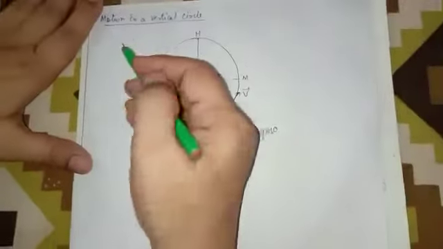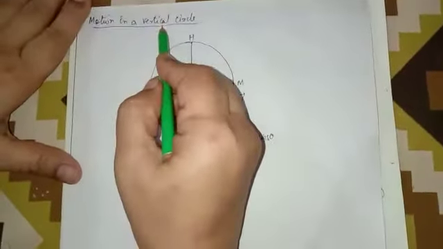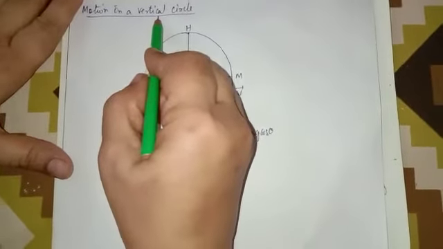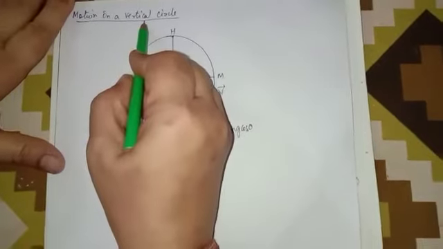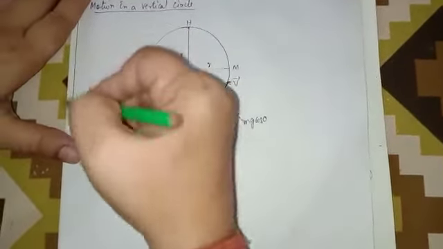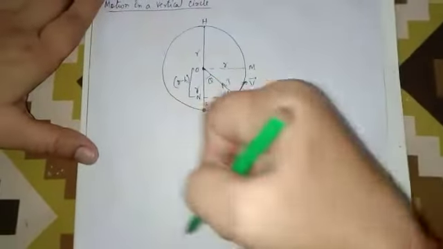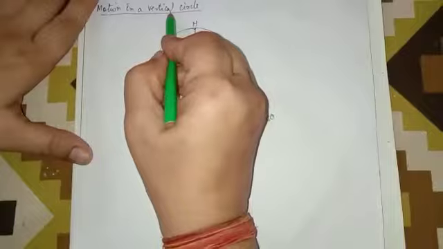Today's topic of discussion is motion in a vertical circle. There are two types of circle: one is a horizontal circle, another is a vertical circle. When a body is moving in a circular path along the horizontal direction like this, it is called a horizontal circle. But when the body is moving in a circular path along the y-axis, then it is called a vertical circle.